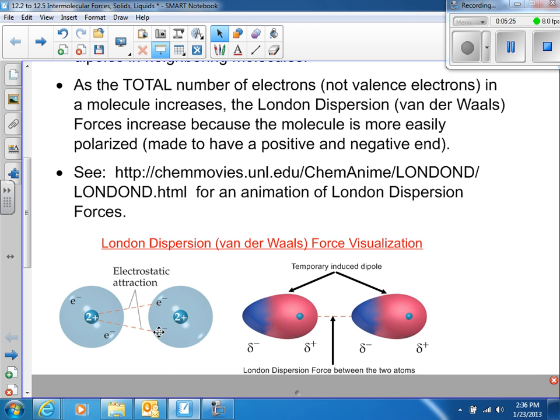So this electron right here and this electron right here in a separate helium atom might get attracted to this positive nucleus. And notice now the electrons are over on the left side of this helium atom, leaving this side of the helium atom with no electrons. So suddenly this side becomes slightly positive because there's no electrons there.